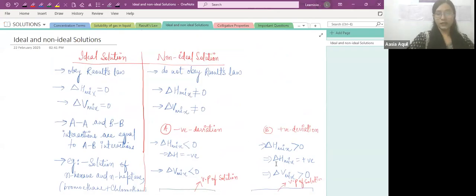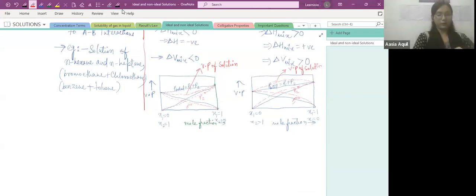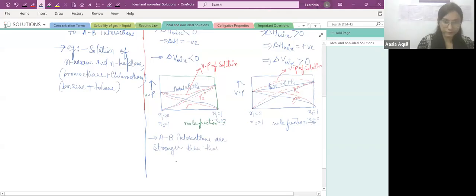In this negative deviation, let's talk about the bond. In the negative deviation, AB interactions are much stronger than those between AA or BB.